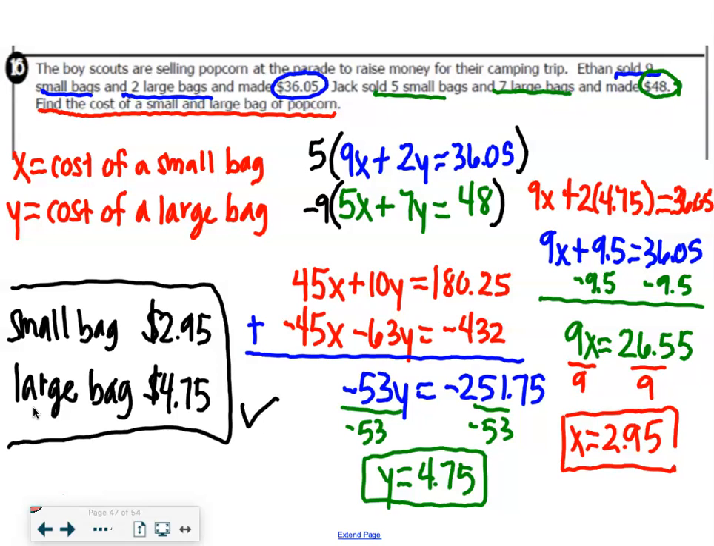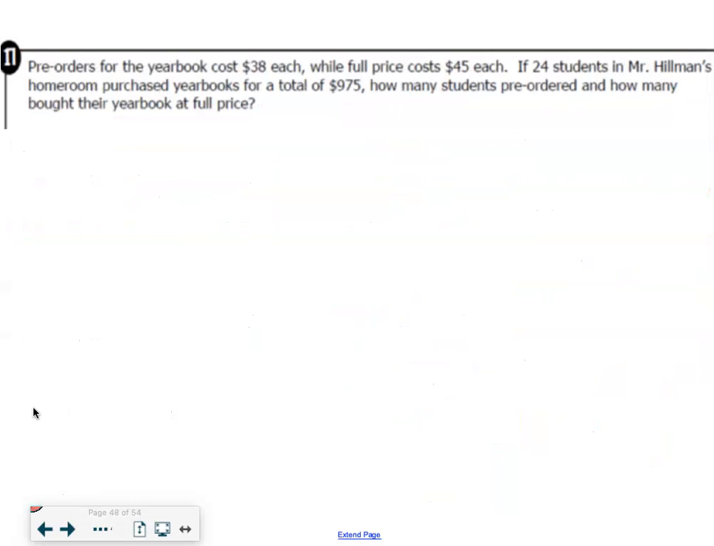How are we doing? Are you falling asleep on it yet? I'm sorry. We're getting through it. We're getting through. 2 more. Let's just see what these look like.